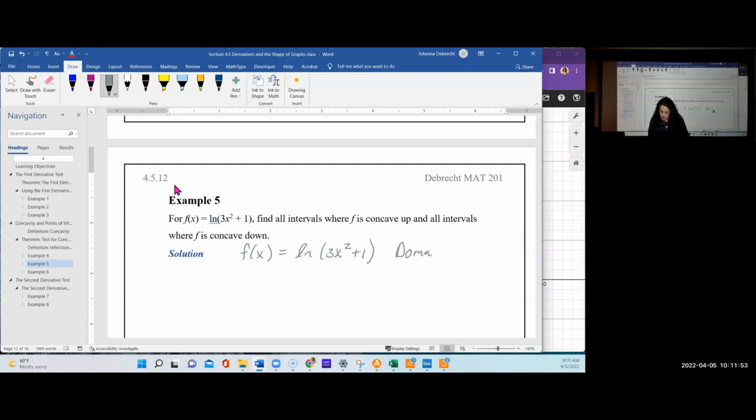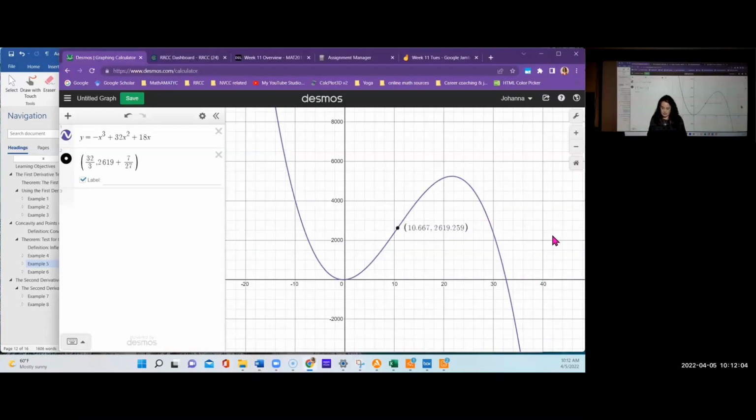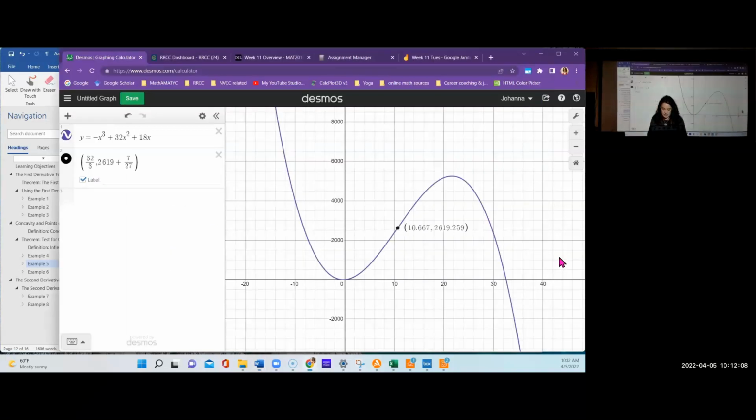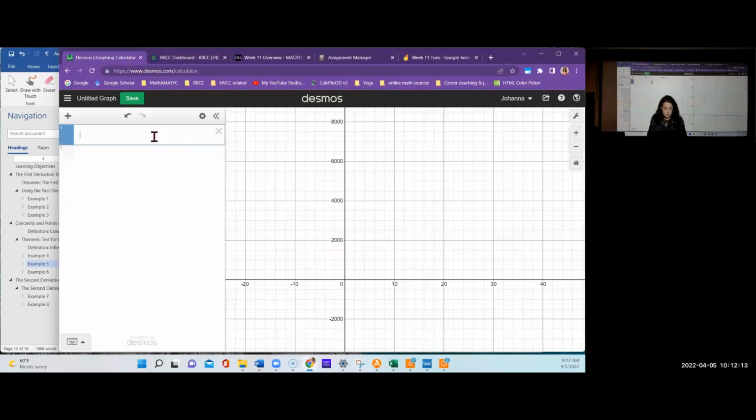All right. Now, if you're not sure, what can you do to help reinforce that you do have the right domain? What could you do? Put in a negative number. You could plug in numbers and test it. That's a great idea, plugging in numbers to test. How about just graph it and look at it? Natural log of 3x squared plus 1 equals y.